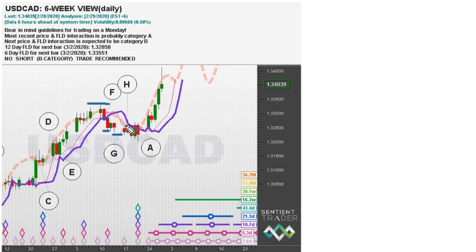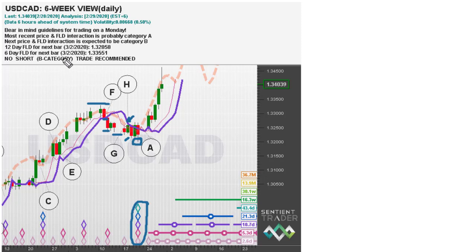Then what happened? Price came up and tapped the FLD. Look at that. Wasn't that beautiful? That was on about the 18th, I think, of February, something like that. Came up and tapped the FLD. Next day, it dropped down again. Okay, then it came up and tapped it again. Then it dropped down again. And this day here was right about when we were expecting the 80-day cycle trough.